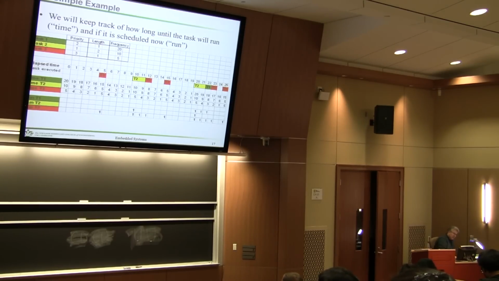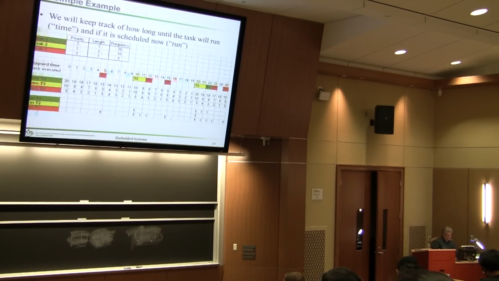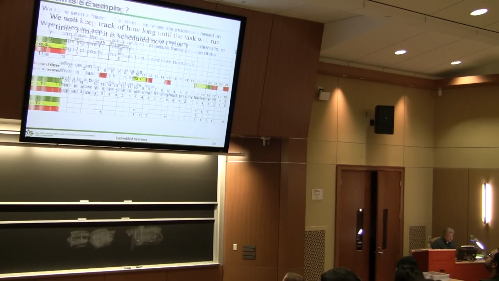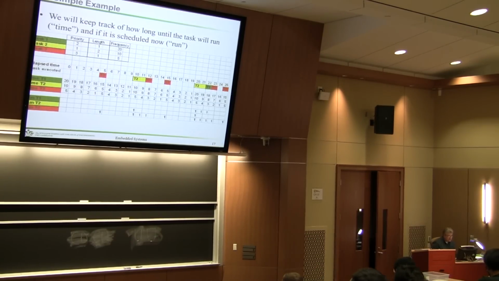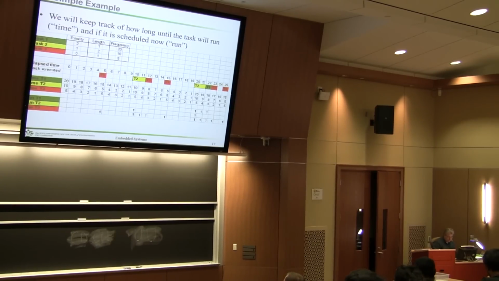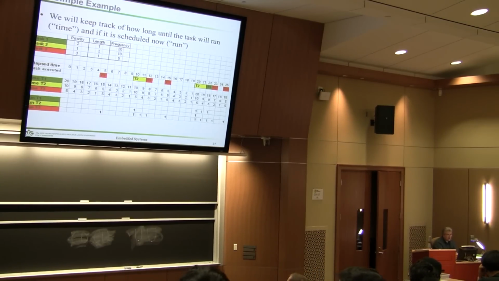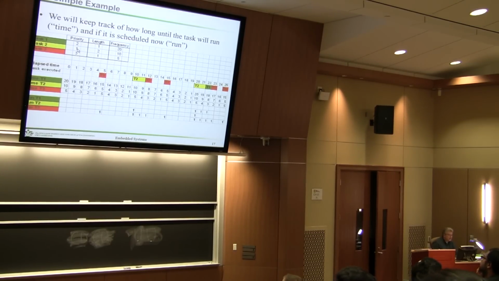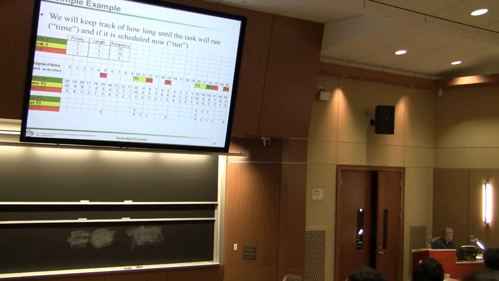So, let's take this example. All right, we have tasks 1, 2, and 3. These are different priorities. Which one has a higher priority? Well, the way we're going to work this is that the lower number priority is the one that has precedence to run over the other.